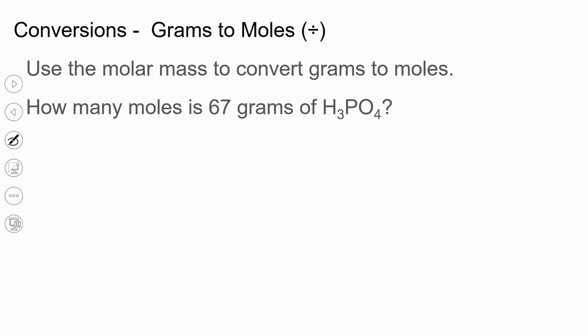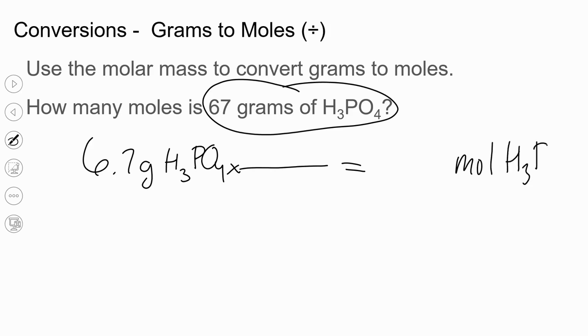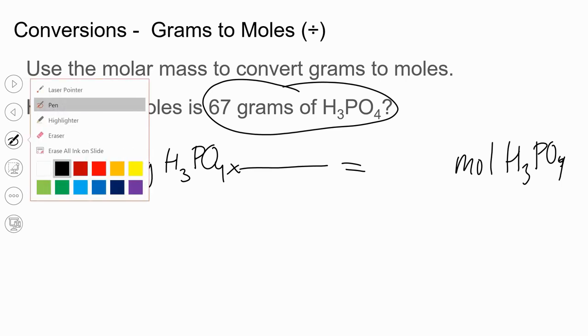The other way we can use the molar mass is to go the other way. We just went from moles to grams, and we can go from grams to moles. So this one, if we have this many grams of phosphoric acid, we need a conversion factor to end up with number of moles of phosphoric acid. It's 16.7 grams.